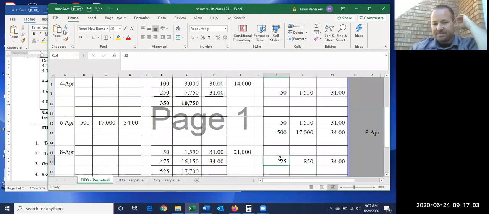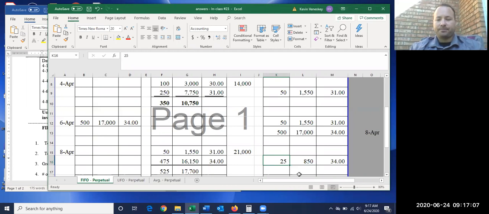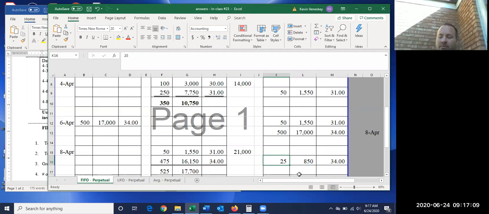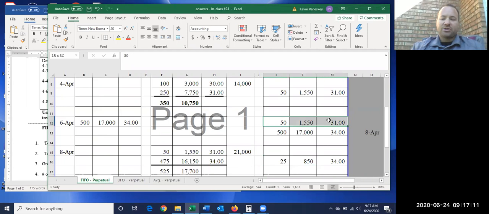And then update my ending inventory. Out of these, they're gone. I sold 475 of these, so I'm down to only 25 left at 34 bucks a piece. That's how I get the 850. Now I can begin to answer.